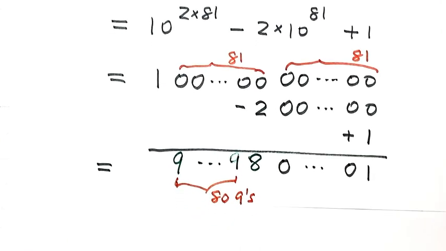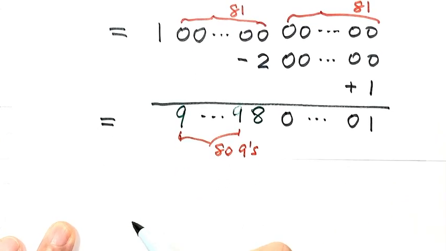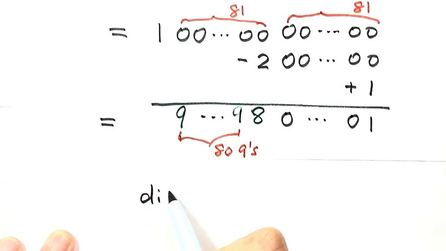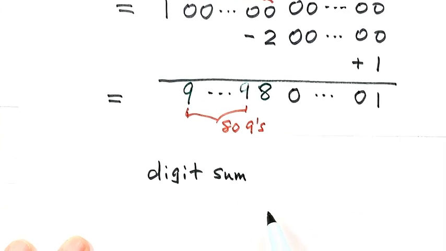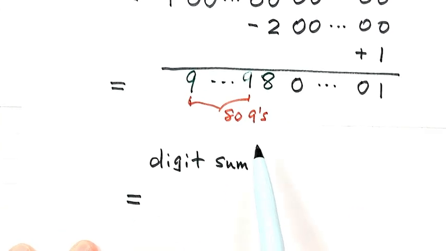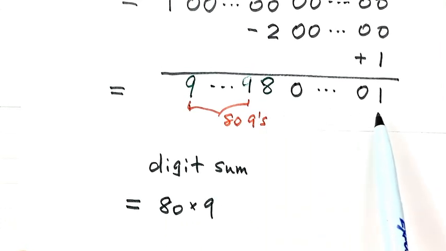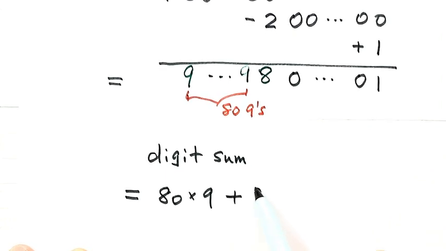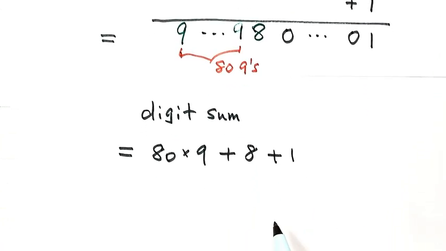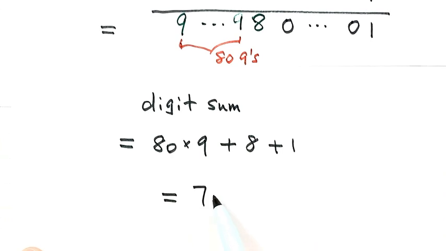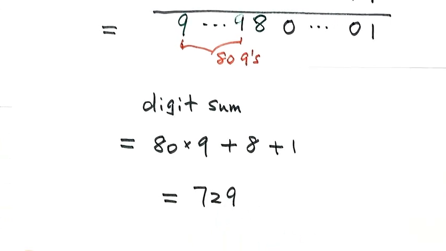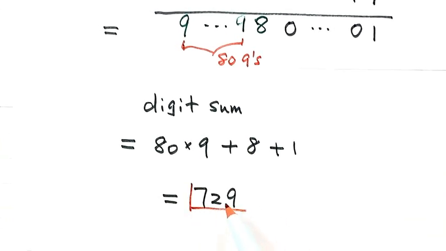Okay, so now let's see the digit sum. The digit sum of A squared just equals 80 times 9, plus 8 plus 1, plus 8 plus 1, which equals 729. 729 is the answer for this question. Thanks for watching.